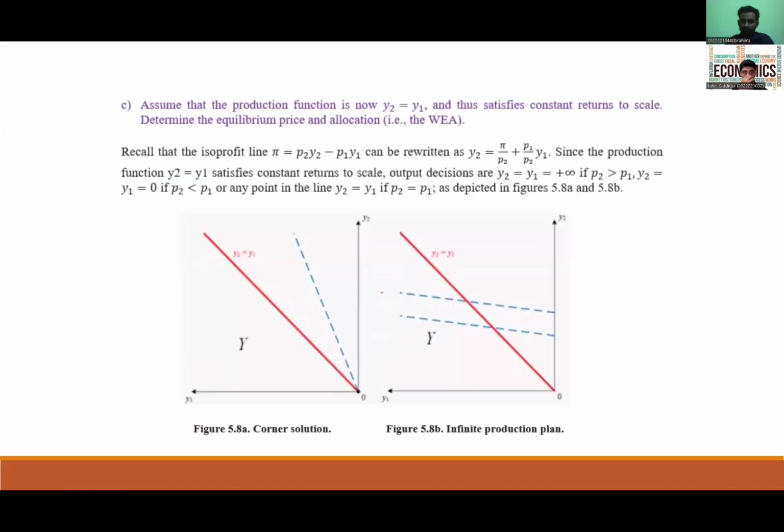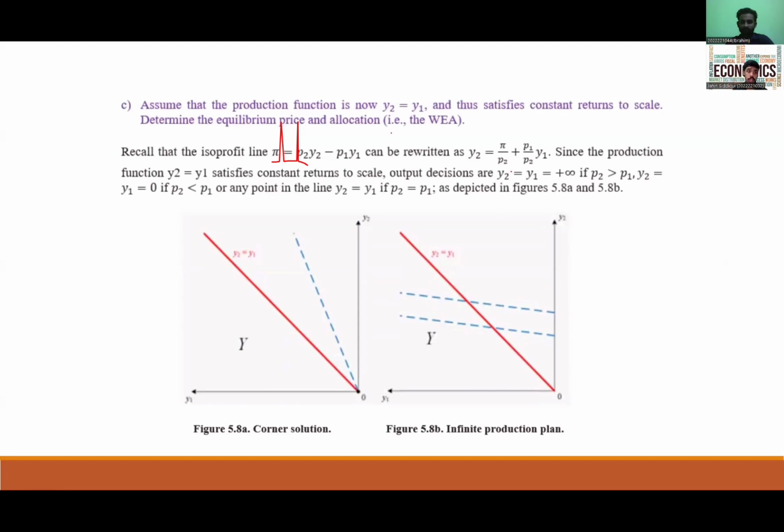Now we jump into our third question, where we are asked to assume that the production function is now y2 is equal to y1, and thus satisfies constant returns to scale. Determine the equilibrium price and allocation, which we have studied in our economics courses. So we recall our earlier studies, where the iso-profit line is given by pi is equal to P2 y2 minus P1 y1, which can be written as y2 is equal to pi by P2 plus P1 by P2 times y1.